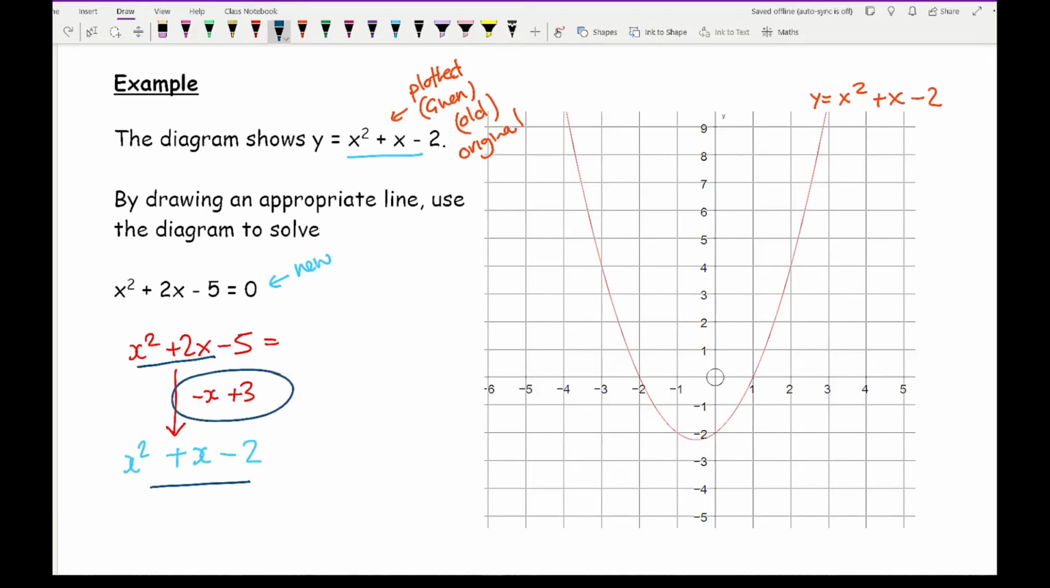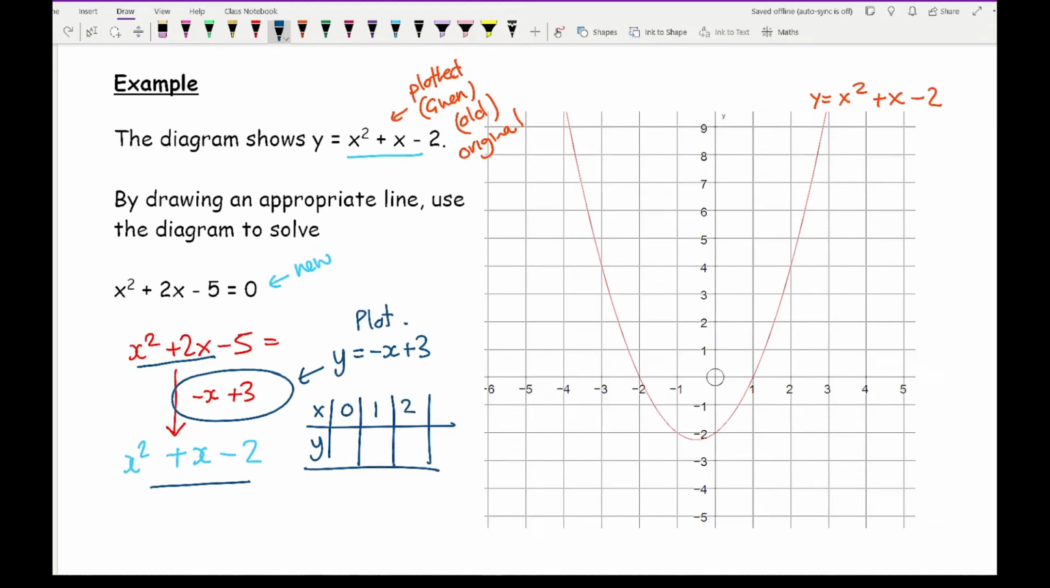Now this is the equation that I actually want to plot. So I make this equal to y. So I've got minus x plus 3, and I want to plot this. So from this, I know it's going to be a diagonal line because it's just got a single x and a single y. So if I just pick three numbers of x, let's go for 0, 1, and 2.